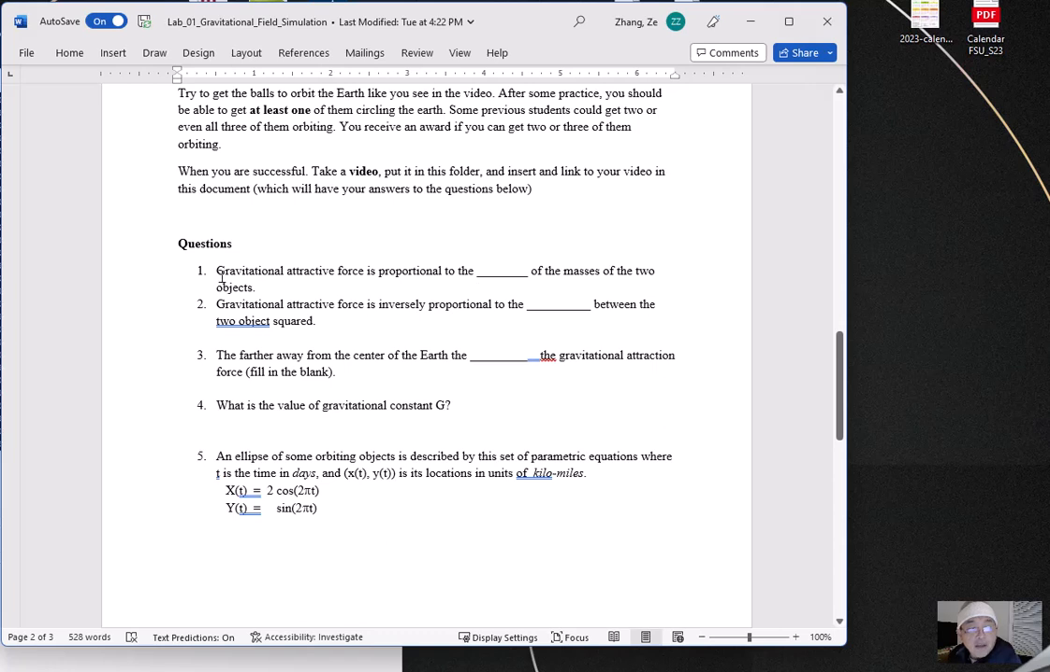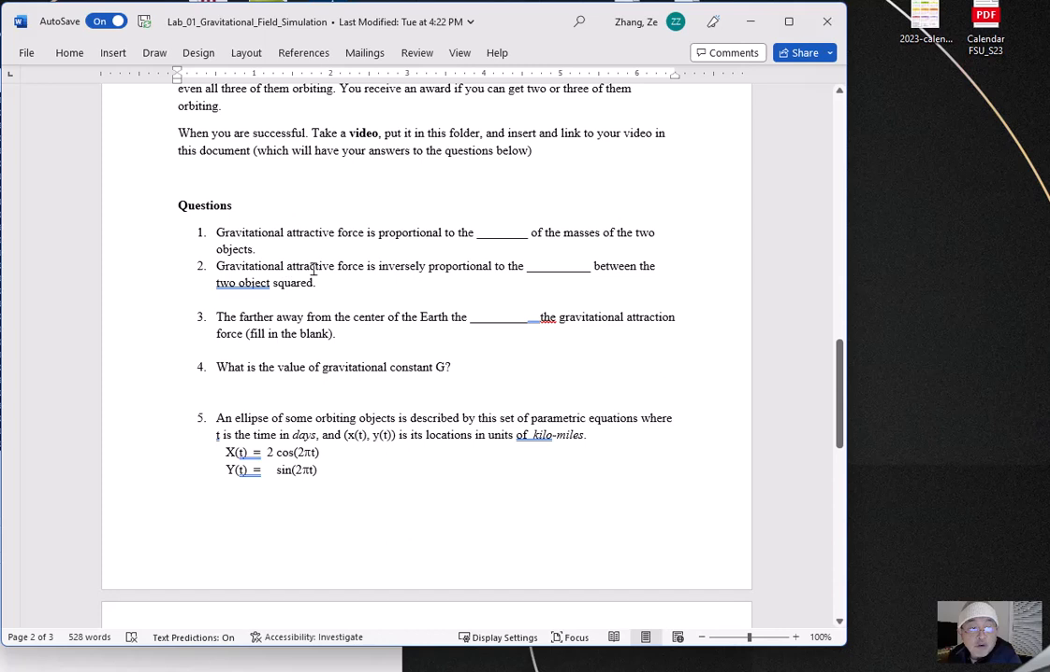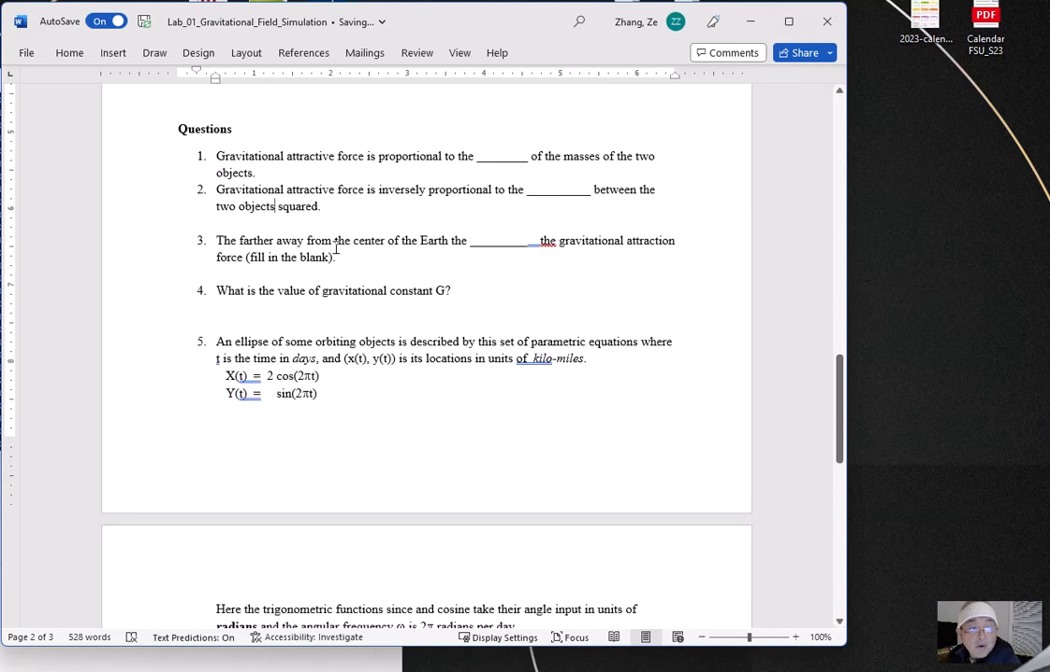Okay, now I give you some hints of this, just to see if you have watched this video. Gravitational attraction force is proportional to the mass of the two objects, the product of the two masses. Okay, and gravitational attraction force is inversely proportional to the distance between two objects. Excuse me, I have a spelling error. The distance. All right, the farther away from the center, the Earth, the stronger or the weaker the gravitational attraction force.